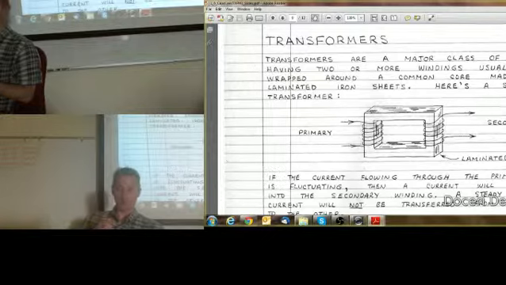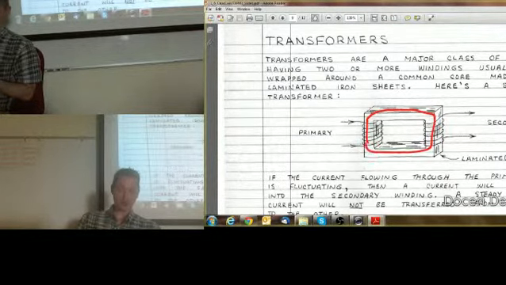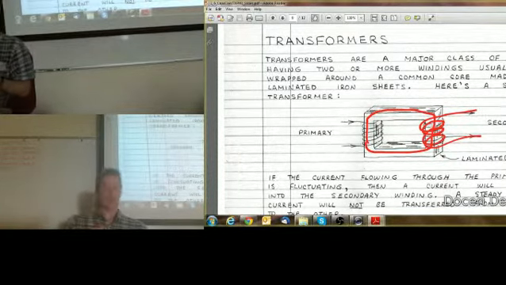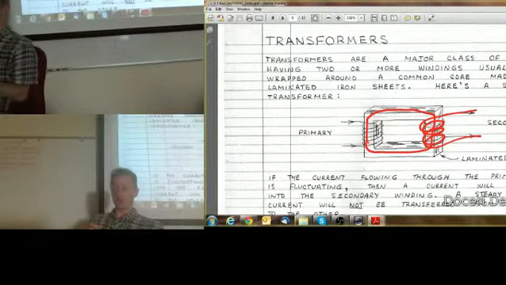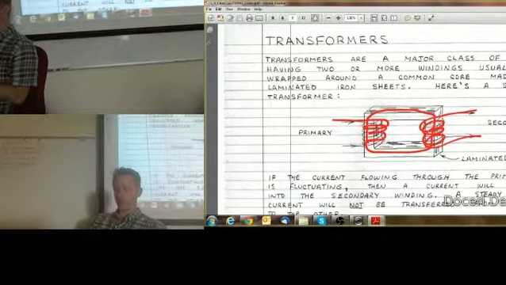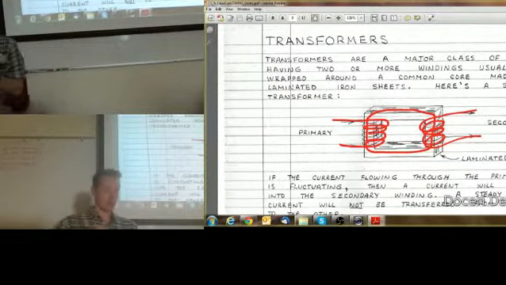You're forcing the magnetic path where you want it to go, and then you put your second winding where you want it to go. And then that's going to maximize its ability to magnetically couple the primary side to the secondary side.